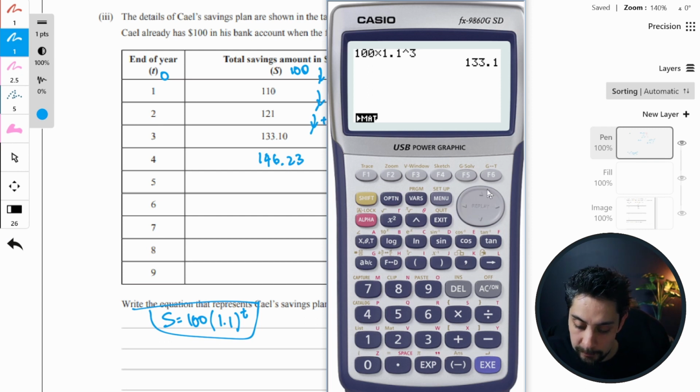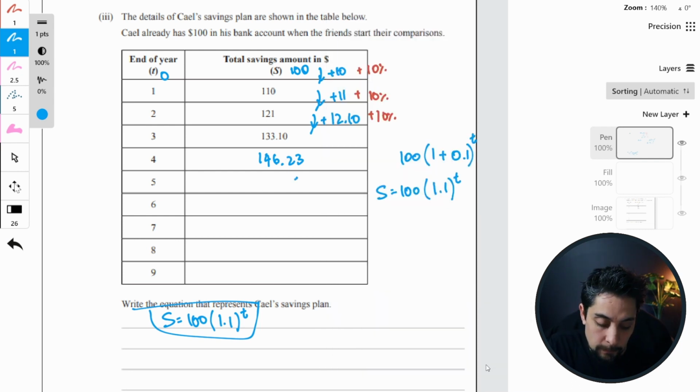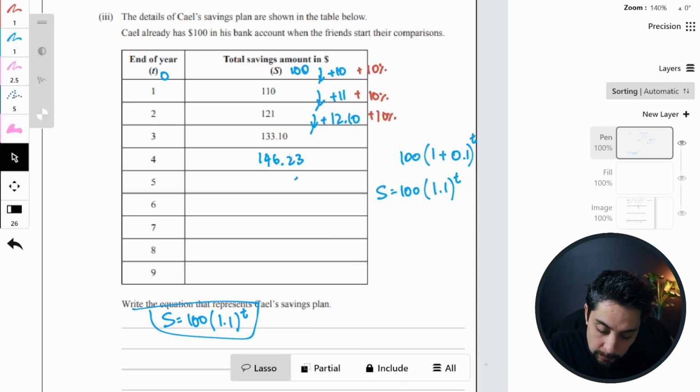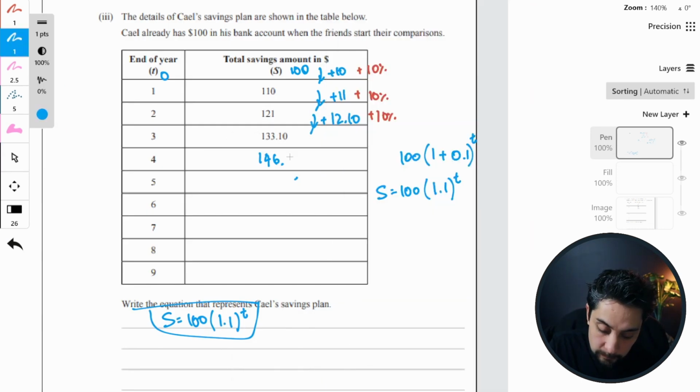Now let's see how good my mental math was. I'm just going to delete the previous number and change that to power of 4. $146.41. I got that a little bit wrong, so let's just update that. Delete this, and that was that 46 cents? Yeah, 41 cents.